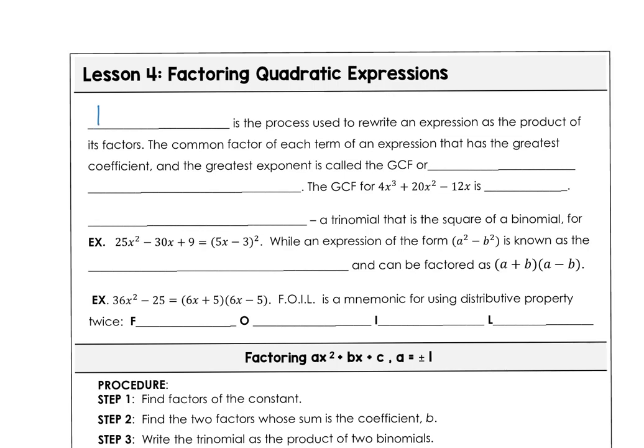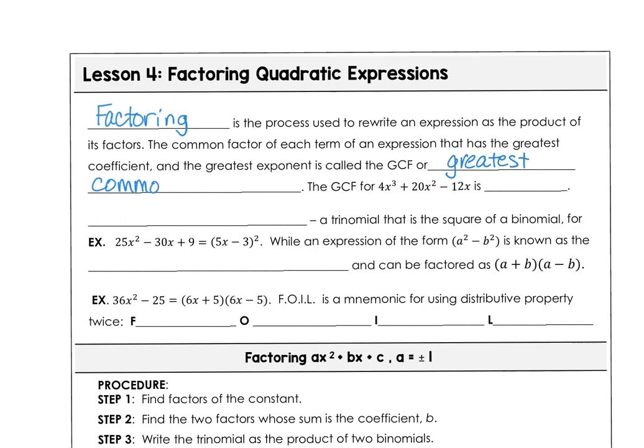Let's talk about factoring today. Factoring is the process we use to rewrite an expression as the product of its factors. The common factor of each term in an expression that has the greatest coefficient and the greatest exponent is called the GCF. We know the GCF is normally referred to as the greatest common factor.